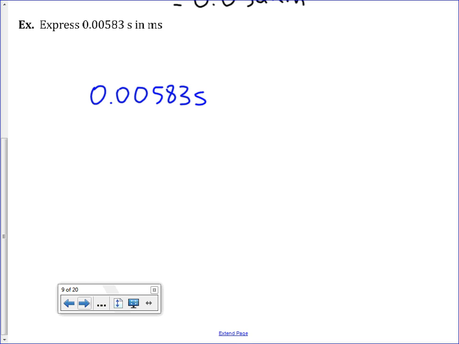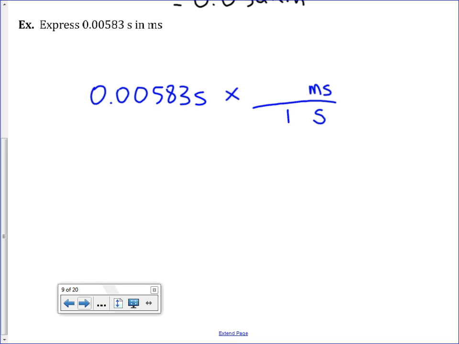If we were to go back to our chart, our second is our base unit. For our milliseconds, we're going to have 1,000 milliseconds per 1 second. So it's a 1,000 factor difference between those two. So to convert into milliseconds, we are going to multiply by the units that we are interested in converting to. We're going to divide our number in the units that we are converting from, in this case, seconds.